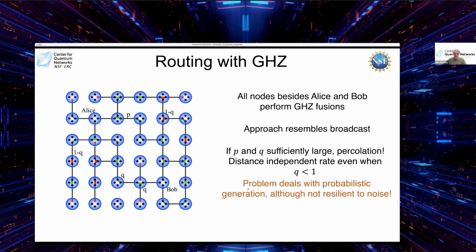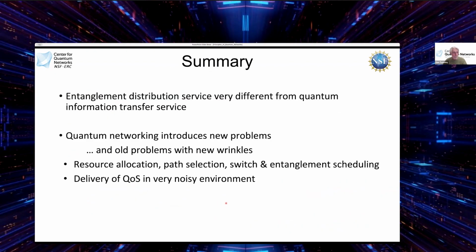So this allows you to get distance independence with probabilistic generation and with probabilistic swaps. And you can design different protocols depending on exactly how you perform these fusions. That's something I'm not going to get into.